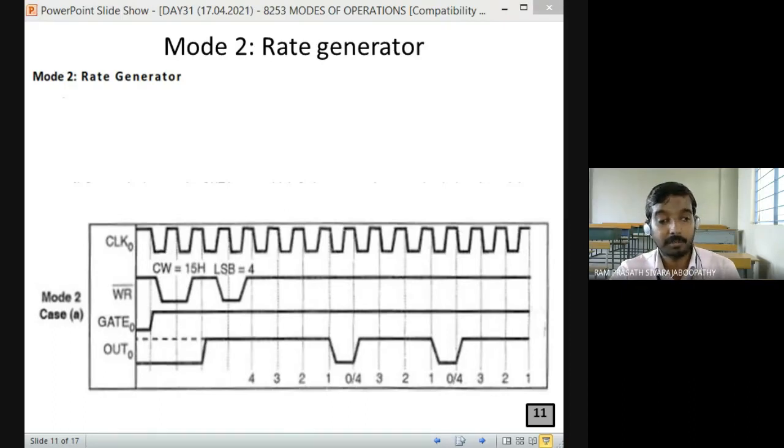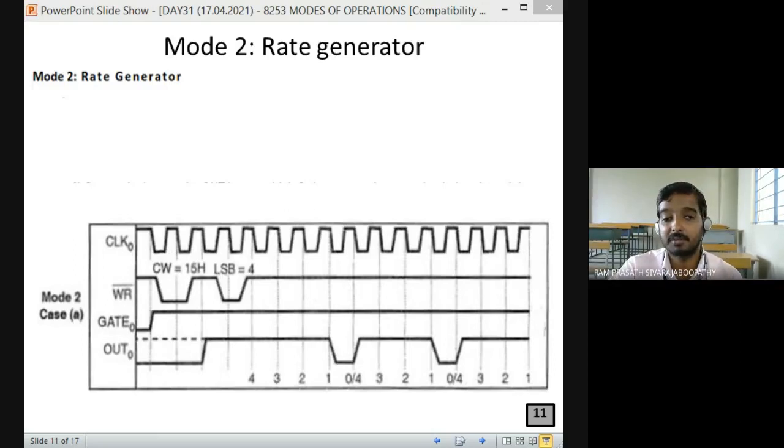Here, what about the mode of operation? Considering M2, M1 and M0 bits, you can tell. Mode 2. Which counter have we configured in this particular example? Yes, counter 0. What about the read or load operation? LSB only, very good.